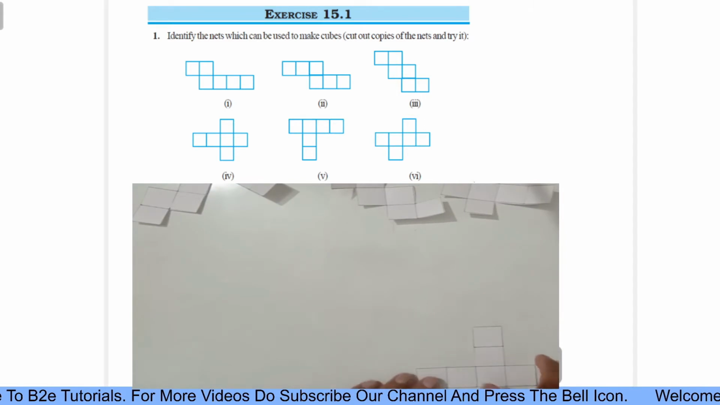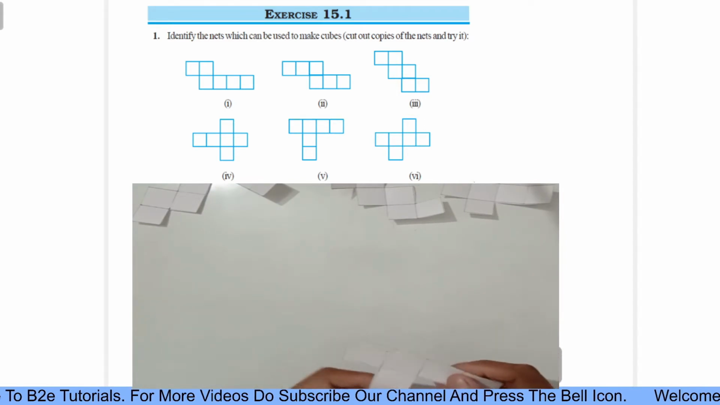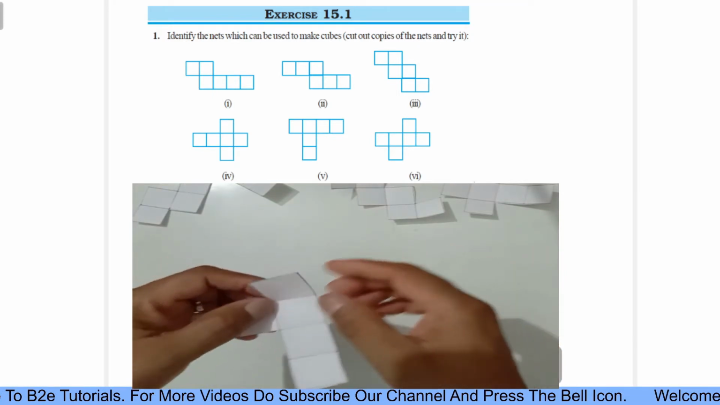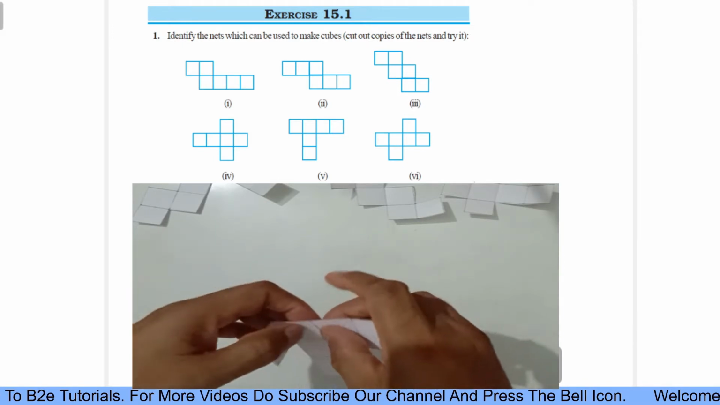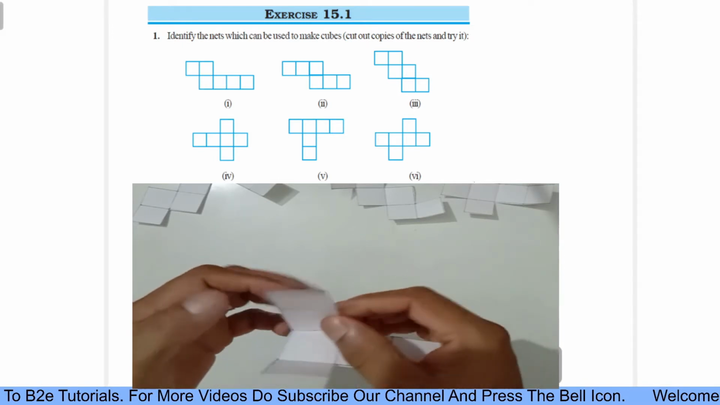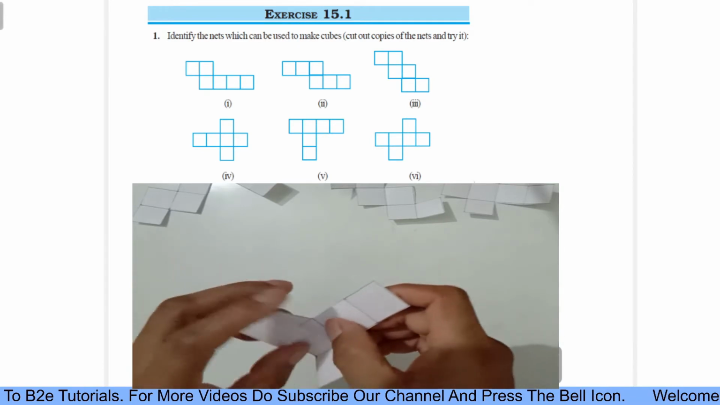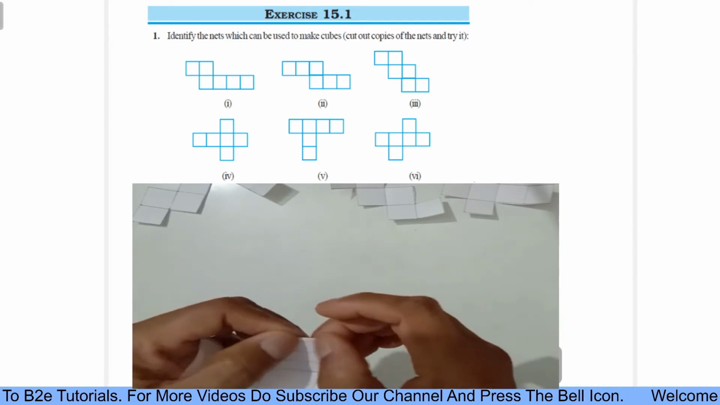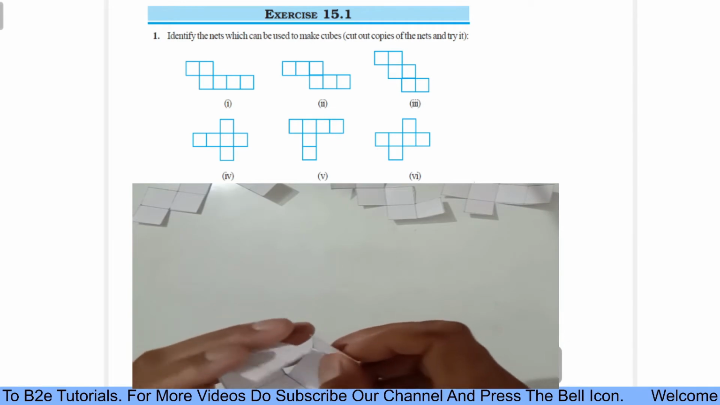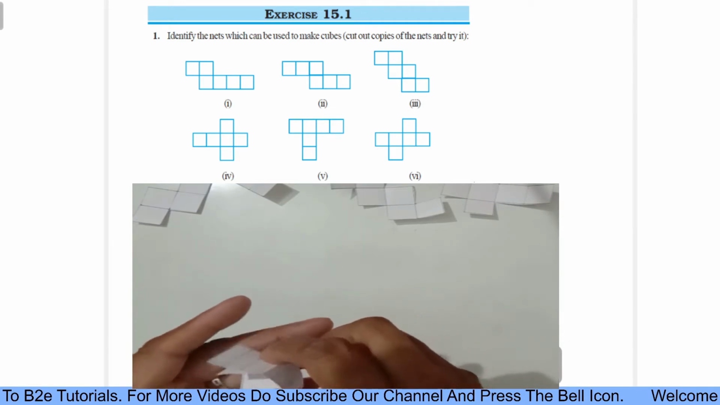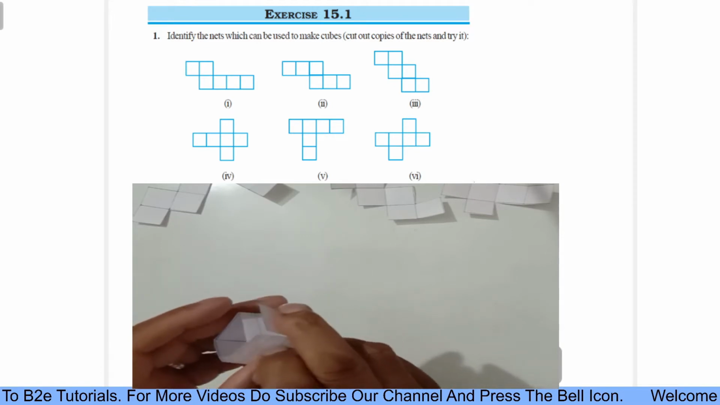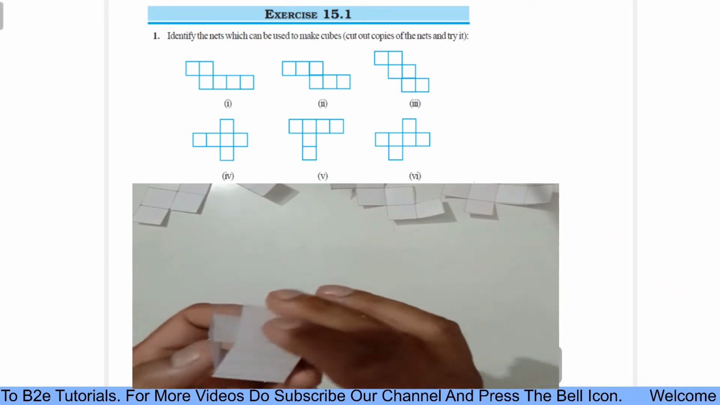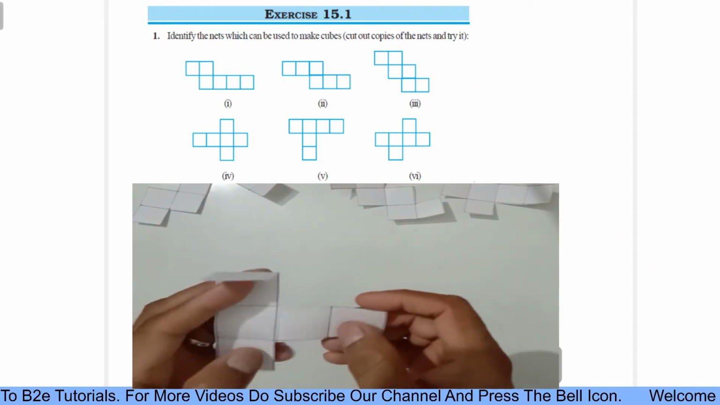Then come to fifth part. This is your net in this form. Now fold it from here, then from here, then from here, then from here, and again from here, and fold it. See what happens. Here we are unable to make it a cube because here it is open. It means this is not a net of a cube.